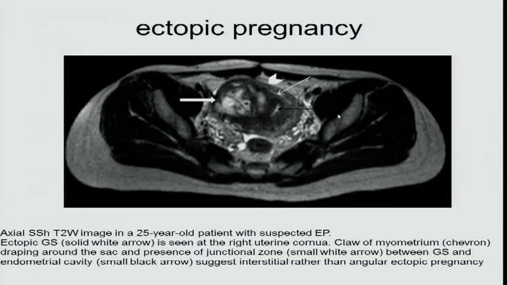Okay, so here was another one. You can clearly see that this is the uterus. Here's the junctional zone. Here's the endometrial canal, and we've got this big mass. So you've got to be worried. Pregnant lady, and it's not in the uterus. You've got to be worried about an ectopic.